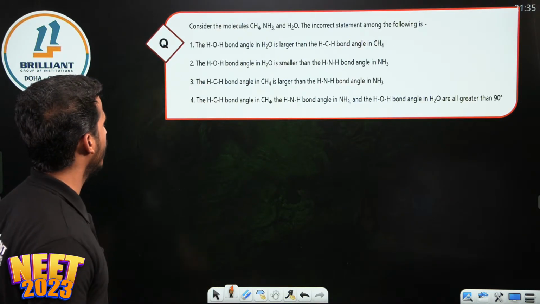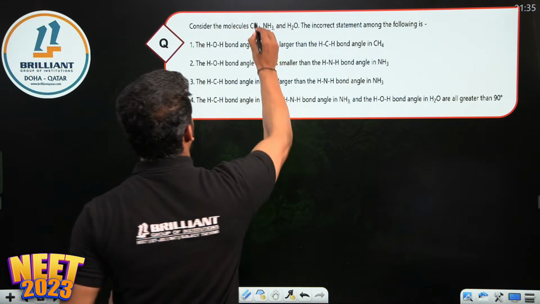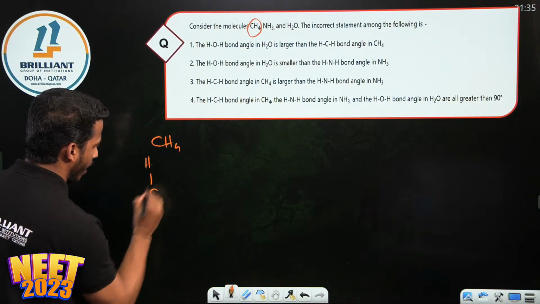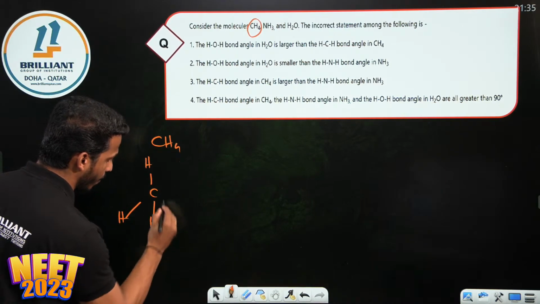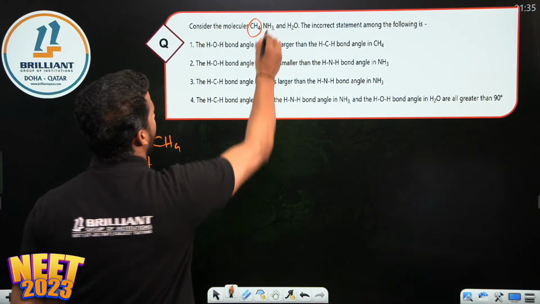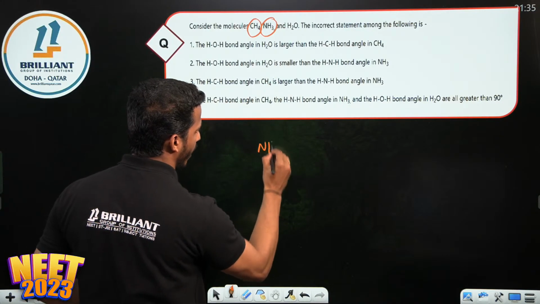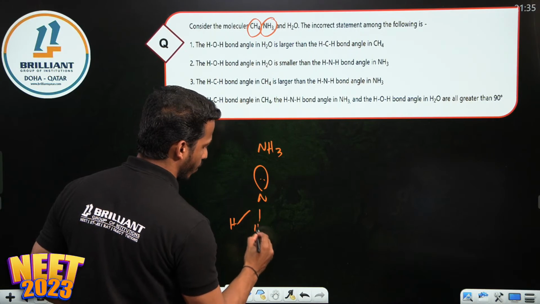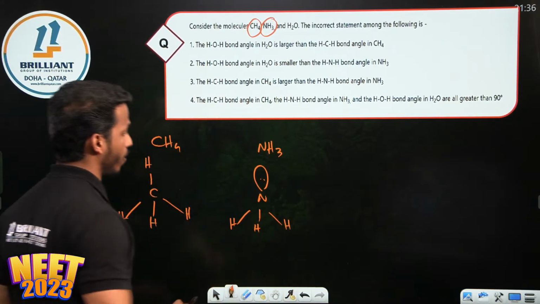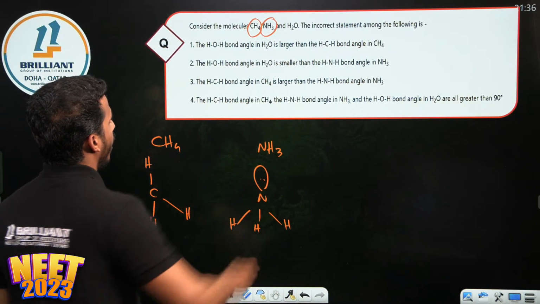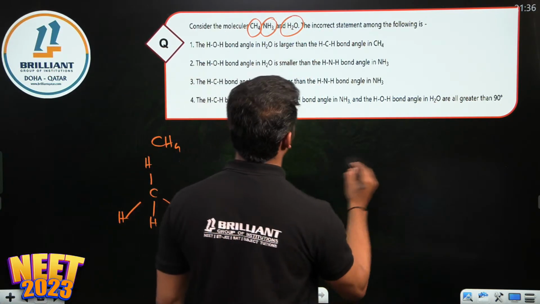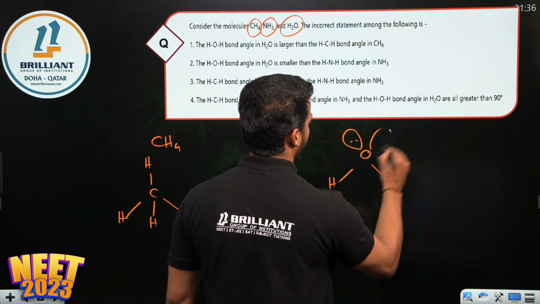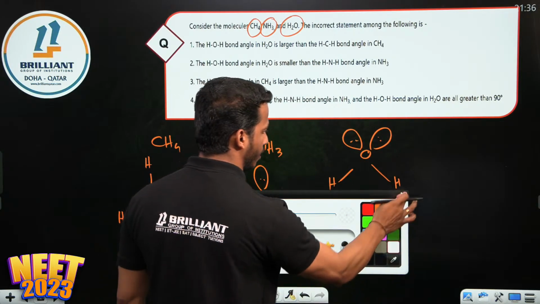Next one. Consider the molecule methane. What is methane? CH4. You know, the structure is tetrahedral in shape and geometry. And next is given ammonia. You know, ammonia, NH3, has a tetrahedral geometry and trigonal pyramidal shape. And H2O, you know very well, H2O is bent in shape or V shape. You know the bond angle in each case, I think, dear all.